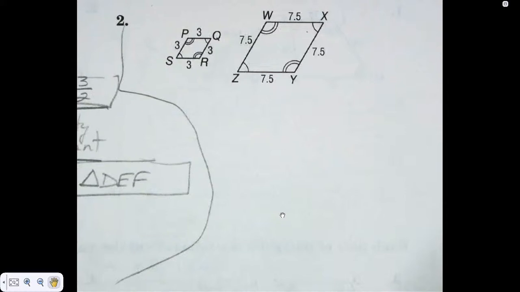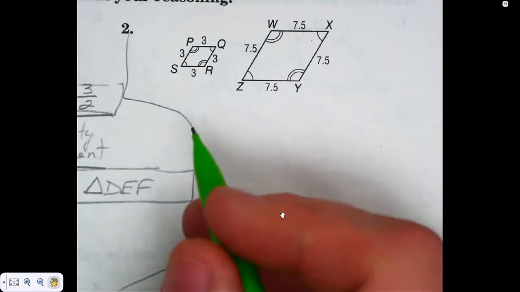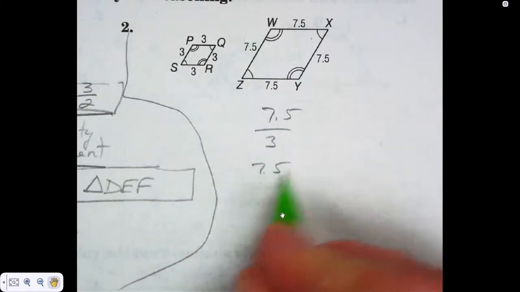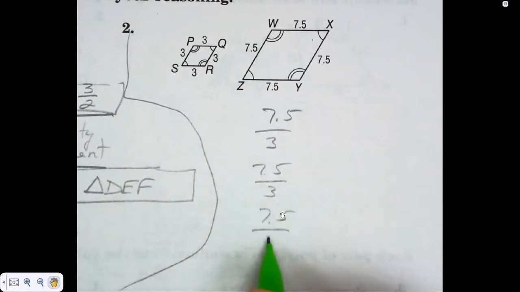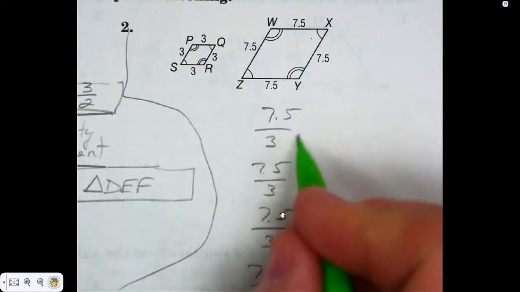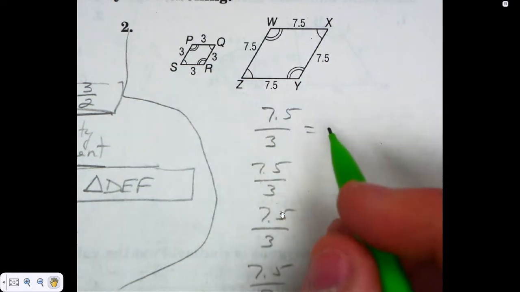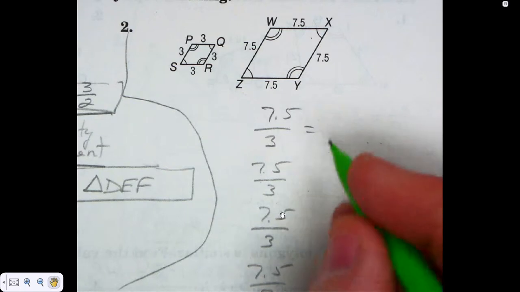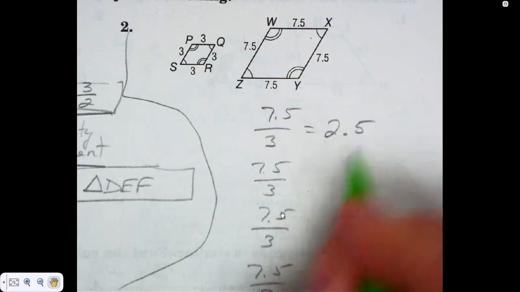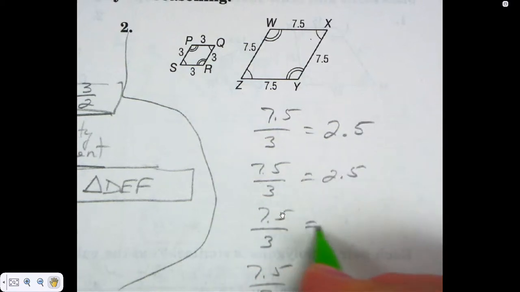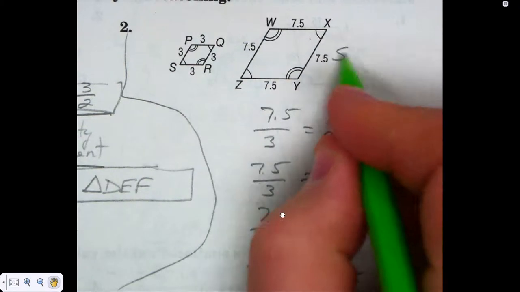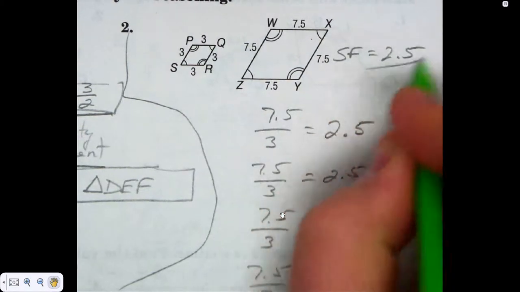This one here. What am I going to get as a ratio of corresponding sides every single time? 7.5 over 3 or 3 over 7.5. All of them are decimals, so I'm okay. What would that be as a decimal? 2 point what? So what's your scale factor here on all of these? So your scale factor is 2.5. We have to write that 4 times.